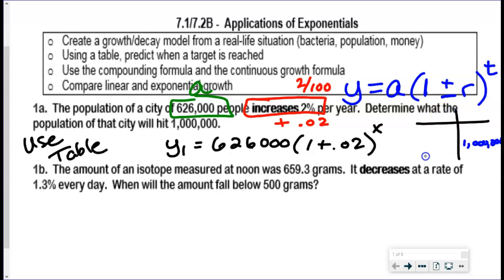And I think the answer is about 23 to 24 years, so somewhere in between here. So that's going to be your answer. You're going to say about 23 to 24 years.